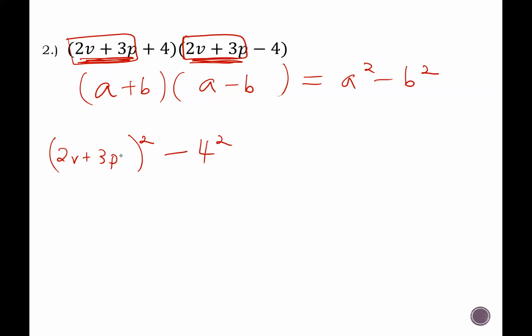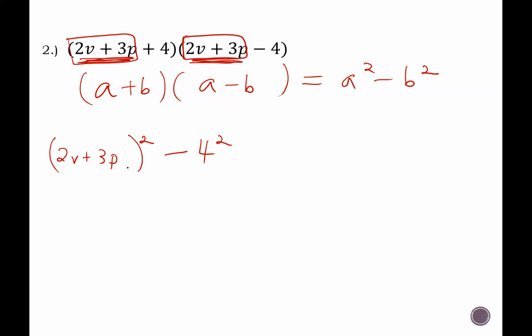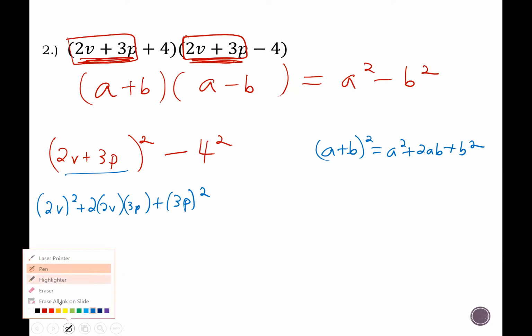Now there's still a lot of work to do, okay? So I still have to square this binomial, which is another formula. That's the original formula that we learned, squaring a binomial. So if you don't remember it, you can always write this twice and distribute. That's fine. But I will remind you, (a plus b) squared is a squared plus 2ab plus b squared. So that's what I'm going to attempt to do here. So let's see, a squared plus 2ab, 2 times 2v times 3p, plus b squared. And then I still have that minus 4 squared.